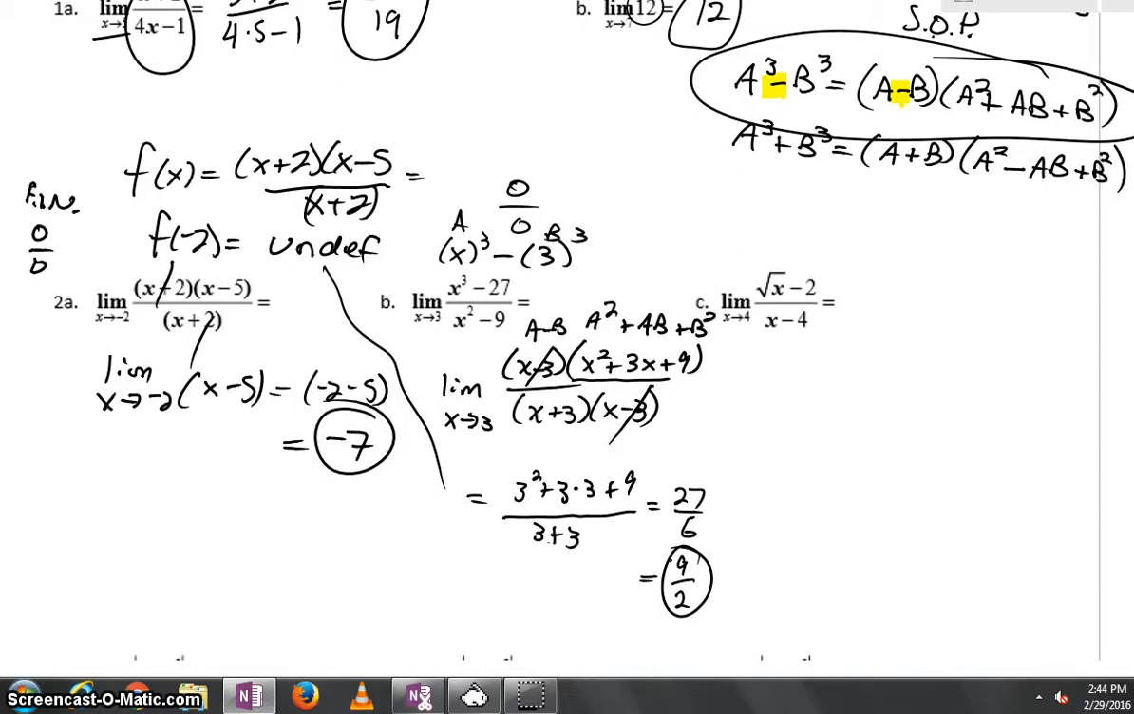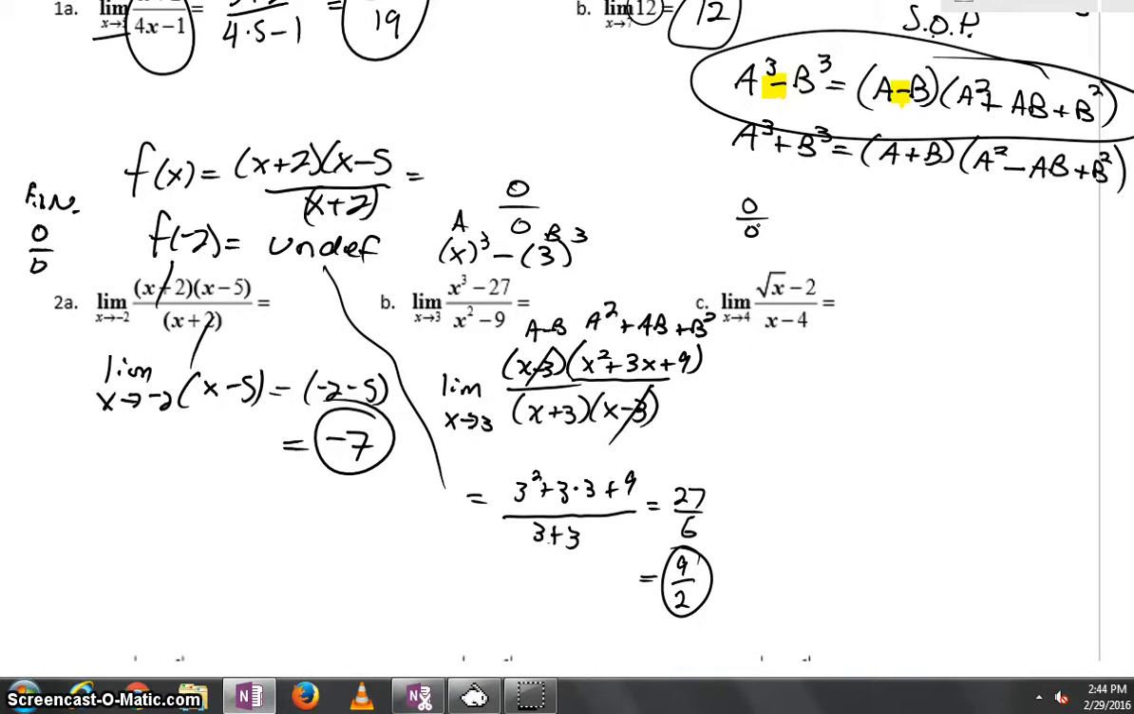Take a look at part C. Sometimes kids look at that and they'll say, well, I'll plug in a 4. We all know the square root of 4 is 2. 2 minus 2 is 0. Down below, 4 minus 4 is 0. 0 over 0, again, just means check it out, see what's happening. It doesn't necessarily mean your limit doesn't exist. You have to do some factoring or some kind of work.